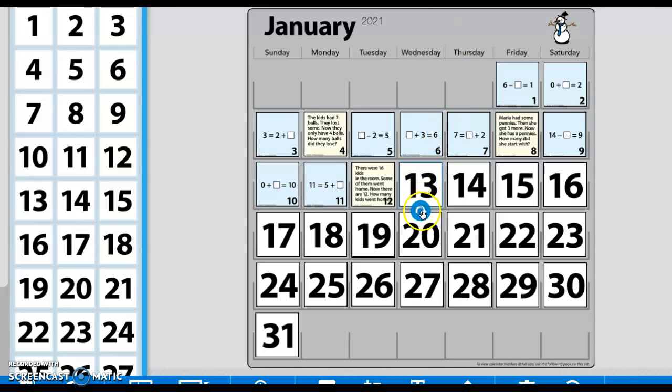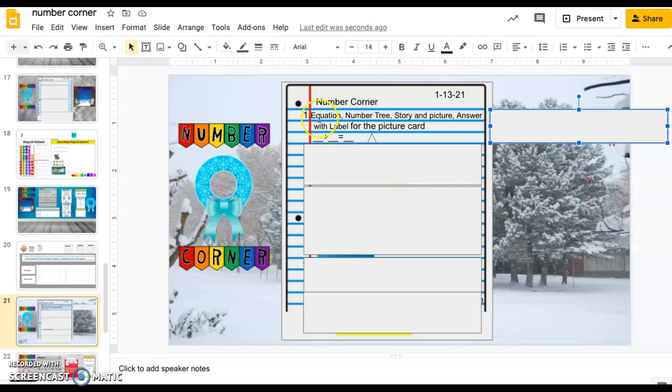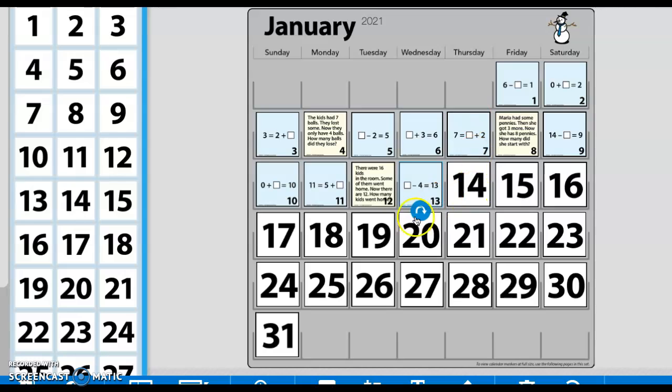Today we are on January 13th. So our equation is box minus 4 equals 13. So next to number 1, please write that. Again, I'll show it to you one more time. Box minus 4 equals 13. Press pause if you need more time to write the equation.